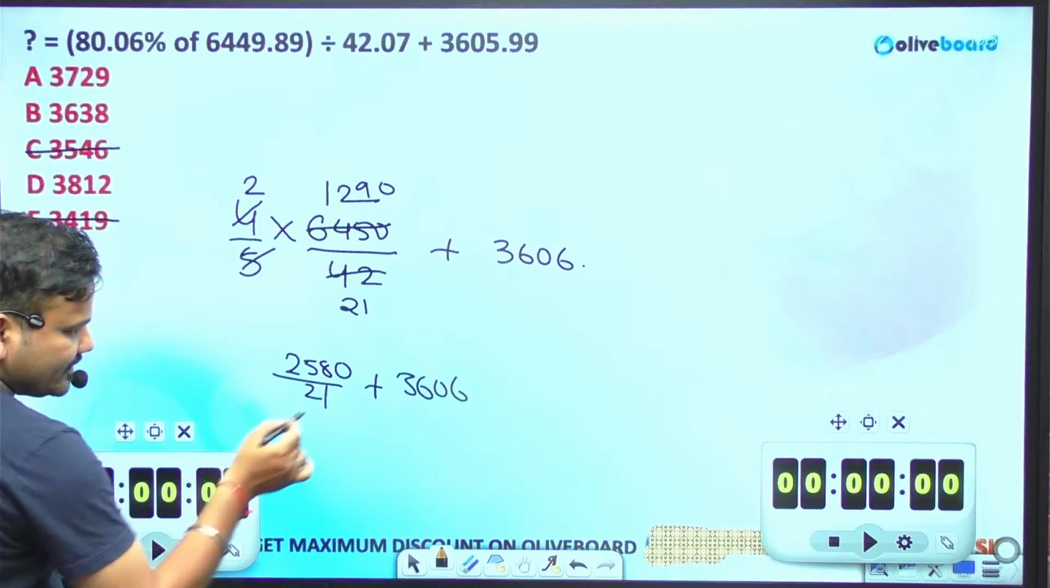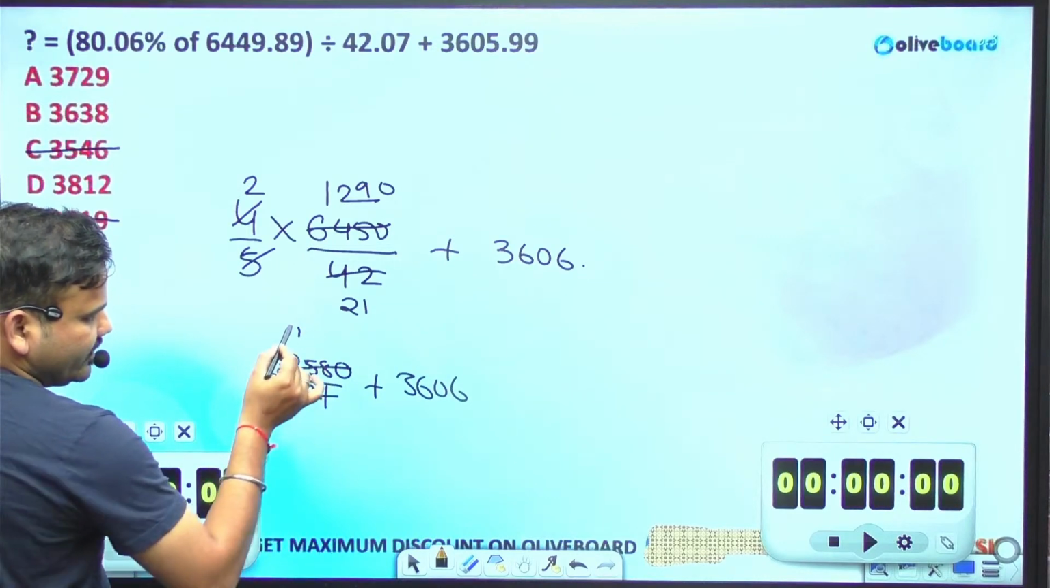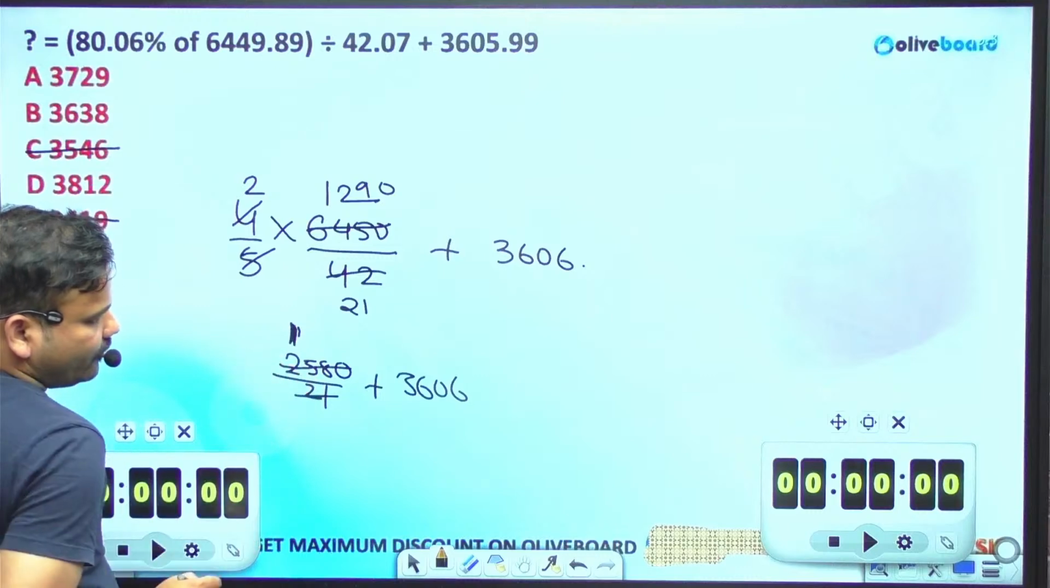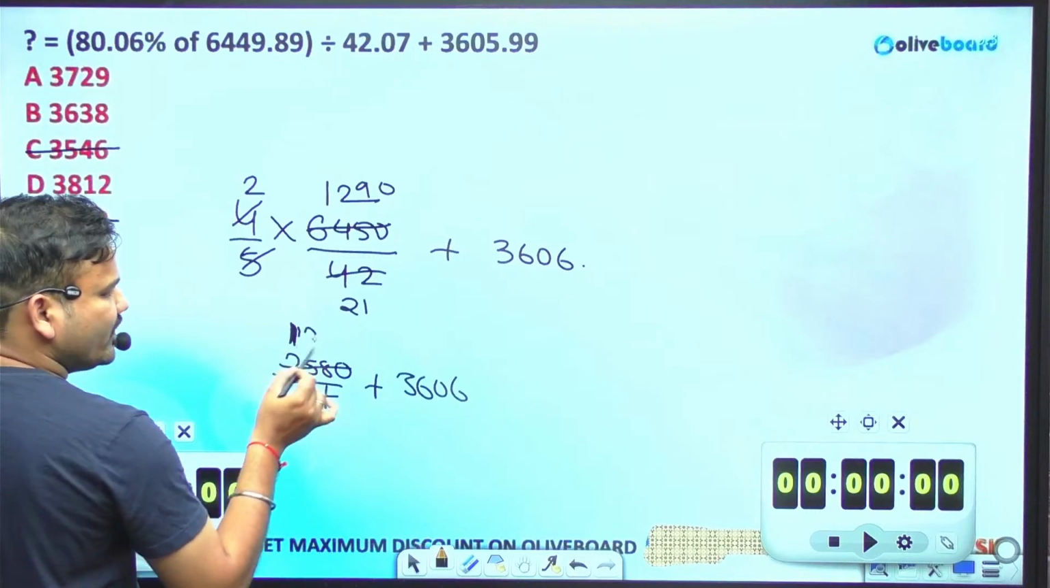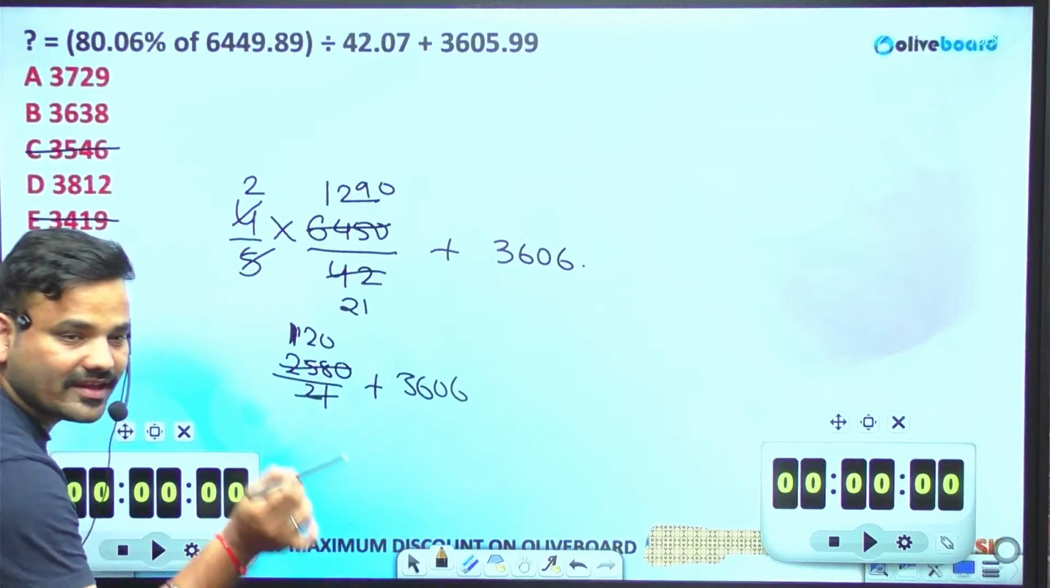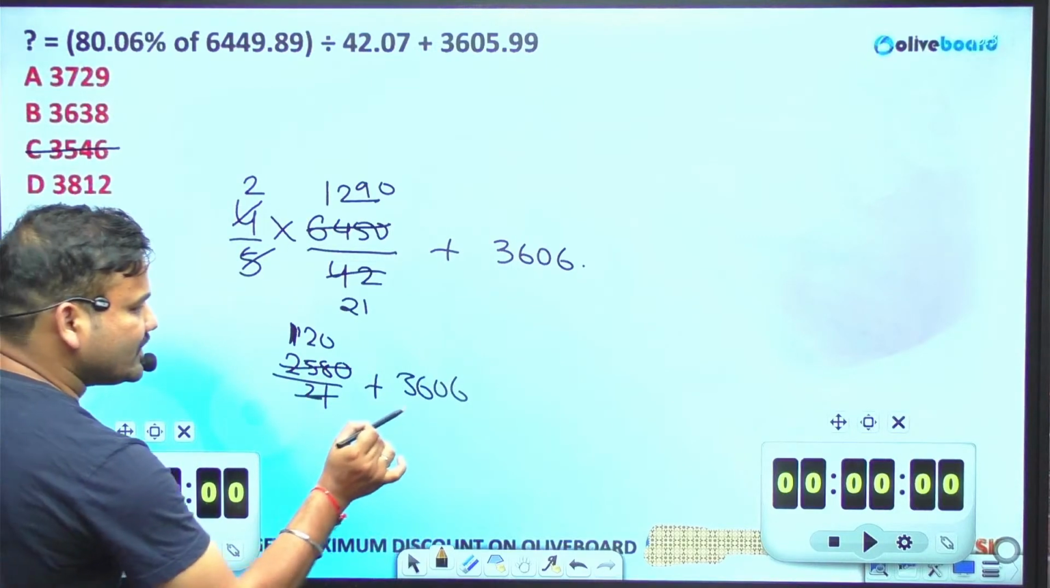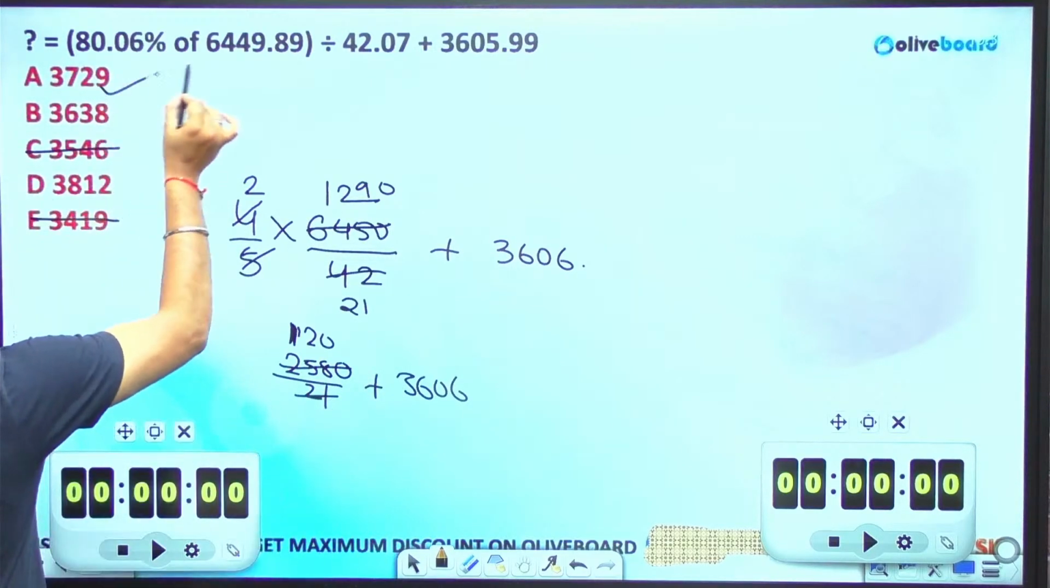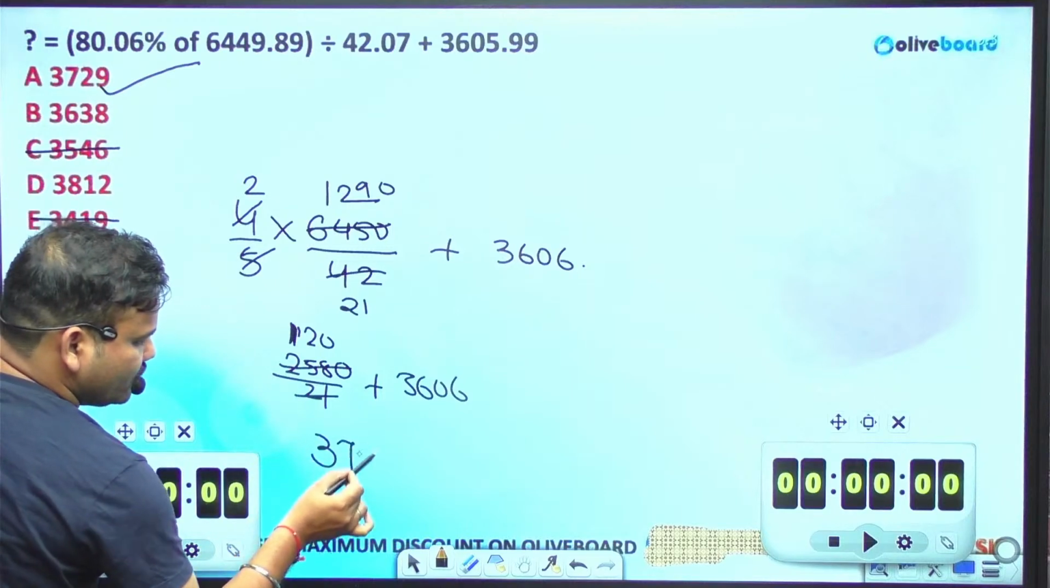What extra part is there? So 21 times 1 is 21. Then we have 48 to 21 times 2. So 120 approximate. So 3600 plus 100, that is 37. So the answer should be in the range of 3700. So 3700, that is 3729. So 3729 is the answer.